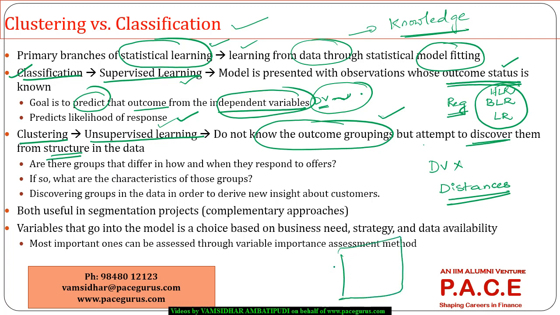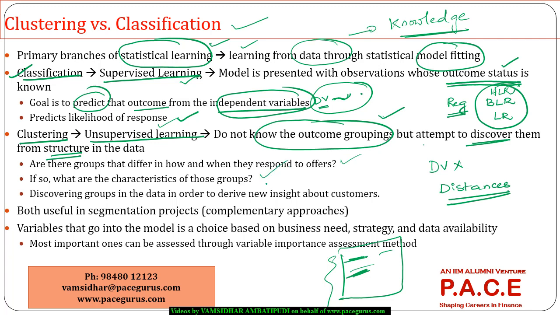So basically, some of the things that we are trying to observe: I have my data. Do I know that there are some groupings within this data? Are there groups that differ in how and when they respond to offers? Marketing-wise, this is the whole database. But can I really identify that this set of customers responds in one way, and that group of customers responds in some other way? Can I identify the different groups present in the data, which differ across their response to a particular set of offers?